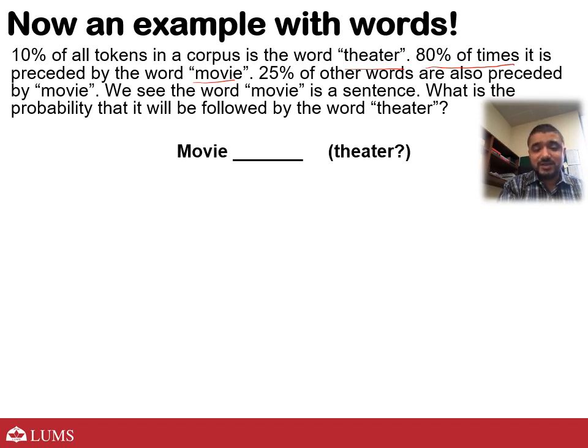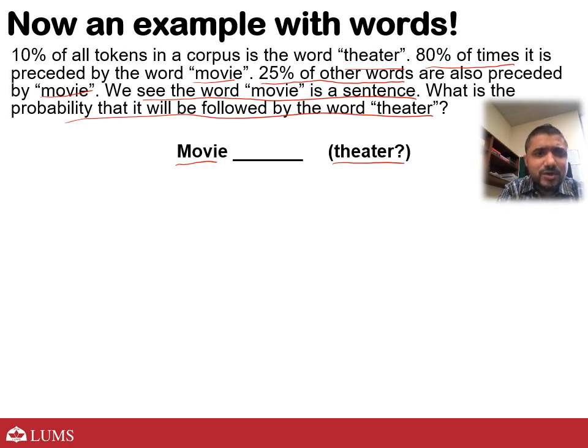सो ये दूसरी piece of information आपको मिली. 25% of other words are also preceded by the word movie. अब आपको एक sentence में word movie मिला है. What's the probability कि इसके बाद आने वाला word जो है वो theater होगा. So movie मिल चुका है, observe हो चुका है, theater आने की probability बतानी है. अब ये खुद करें, जरा pause करके खुद करें. बिल्कुल वैसा ही है जैसे अभी आप करते हुए हैं.